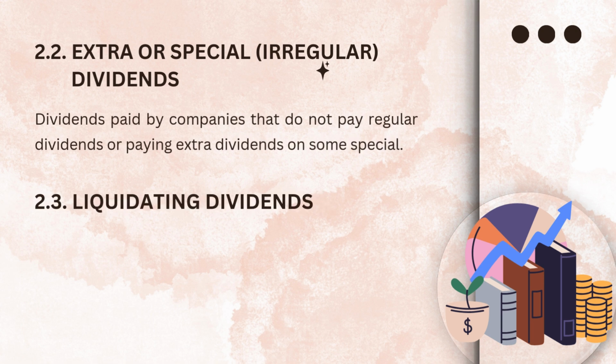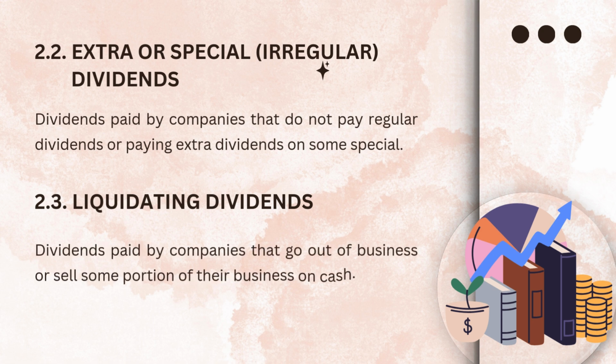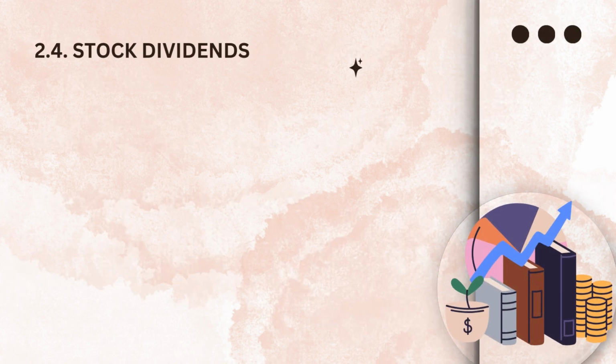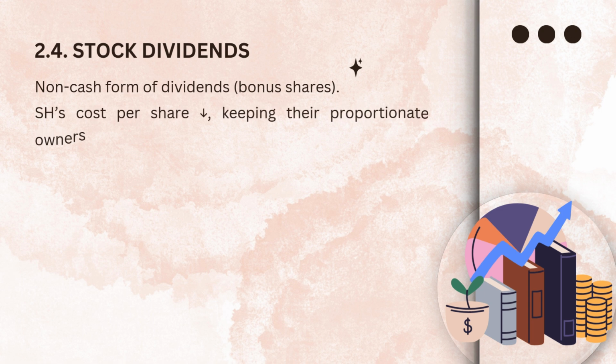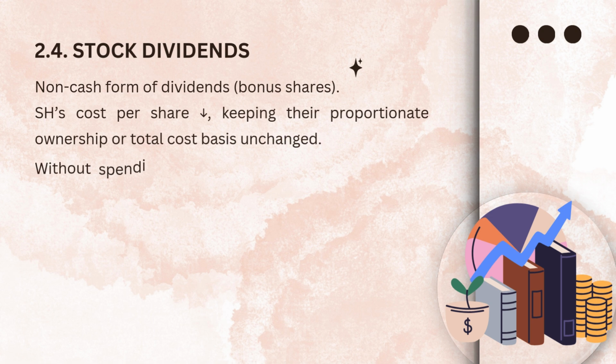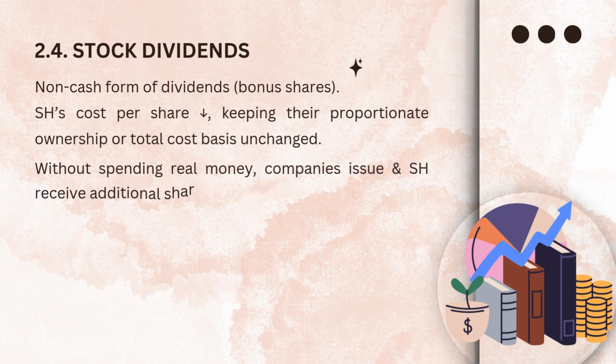2.3 Liquidating dividends. Dividends paid by companies that go out of business or sell some portion of their business for cash. 2.4 Stock dividends. A non-cash form of dividends, also called bonus shares. Shareholders' cost per share decreases, keeping their proportionate ownership or total cost basis unchanged. Without spending real money, companies issue and shareholders receive additional shares.